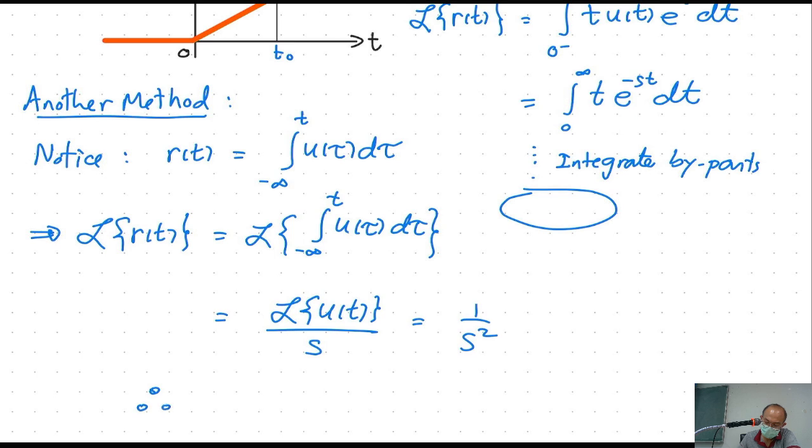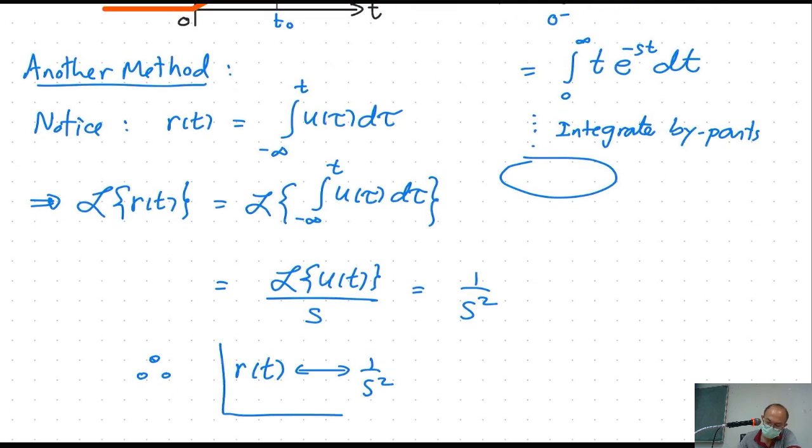So the Laplace transform pair of the unit ramp t u(t) is just 1 over s squared. I should say t u(t). All right.